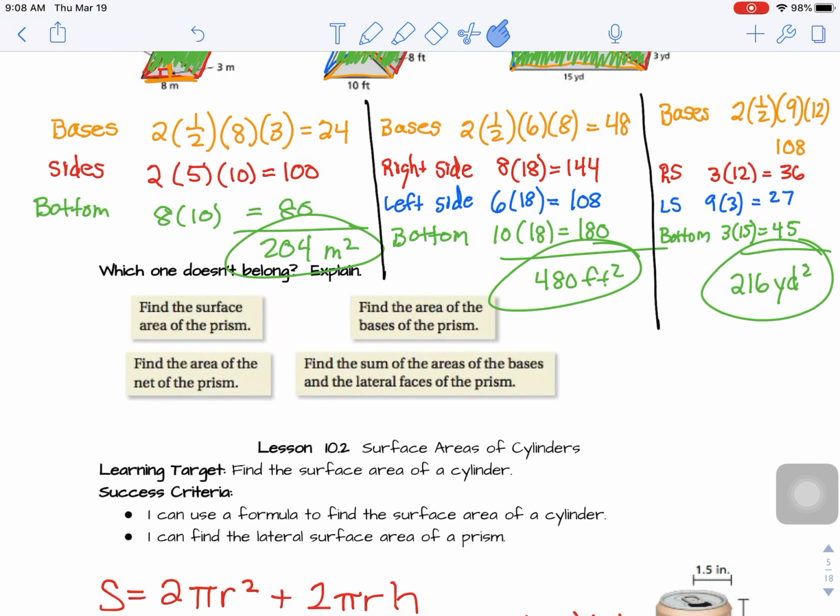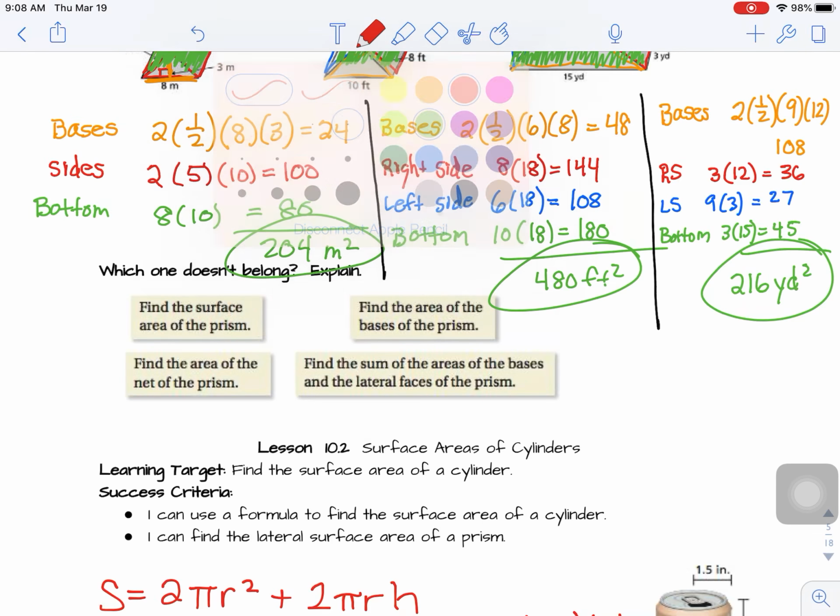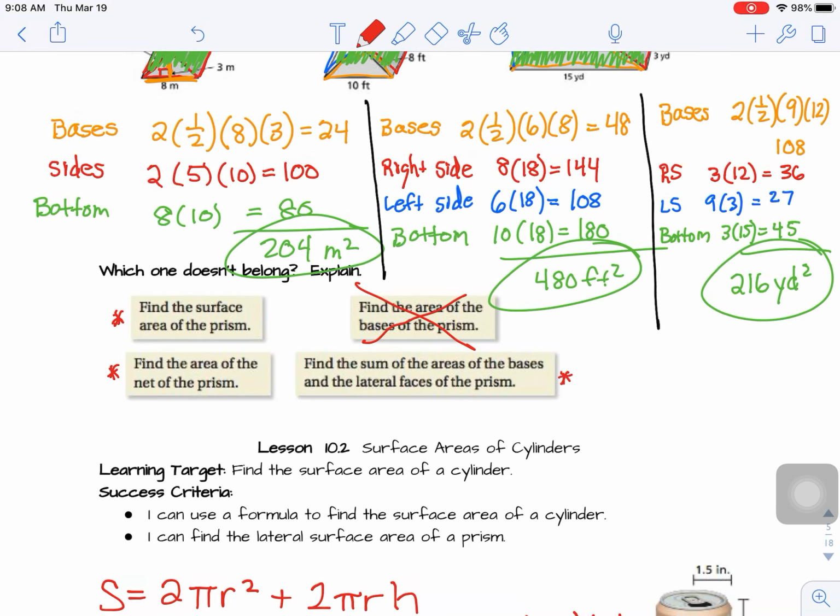All right, and then last one on the bottom here, it says which one doesn't belong. Find the surface area of the prism, find the area of the net of the prism. These two are the same, so those both work. Find the area of the bases of the prism. That is different. Find the sum of the areas of the bases and lateral area of the prism. That's the same. So the three that we starred are all the same. Those are all different ways to find surface area of the prism. Again, use whichever way works best for you. Dividing the shape, use the net, use the formula, color code, and then just add your pieces together.